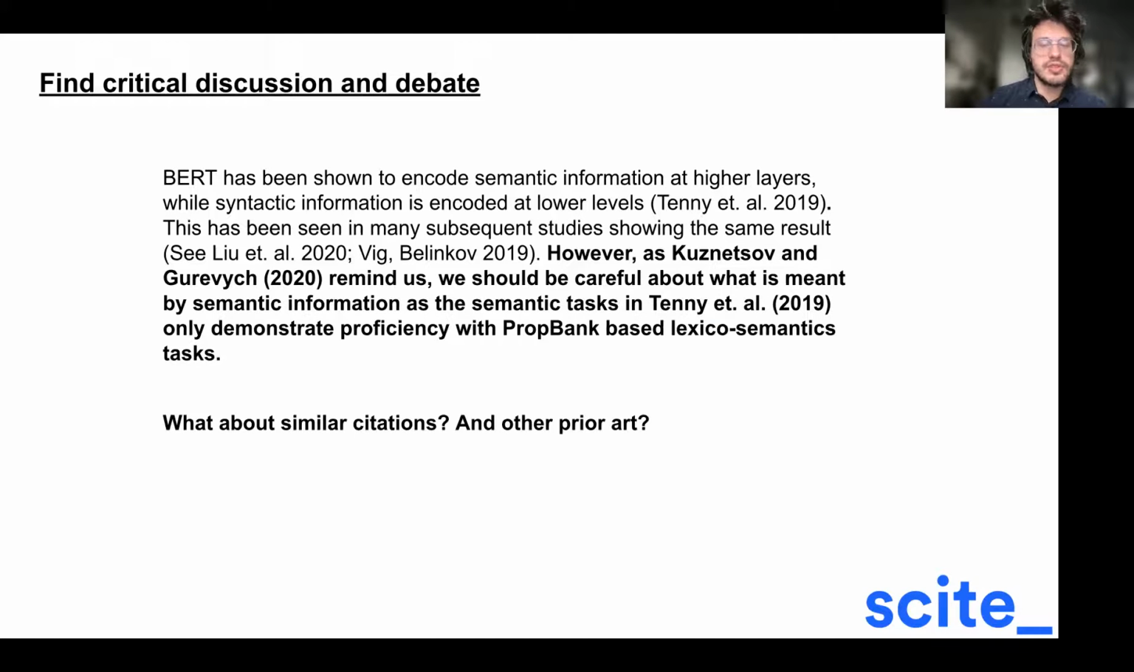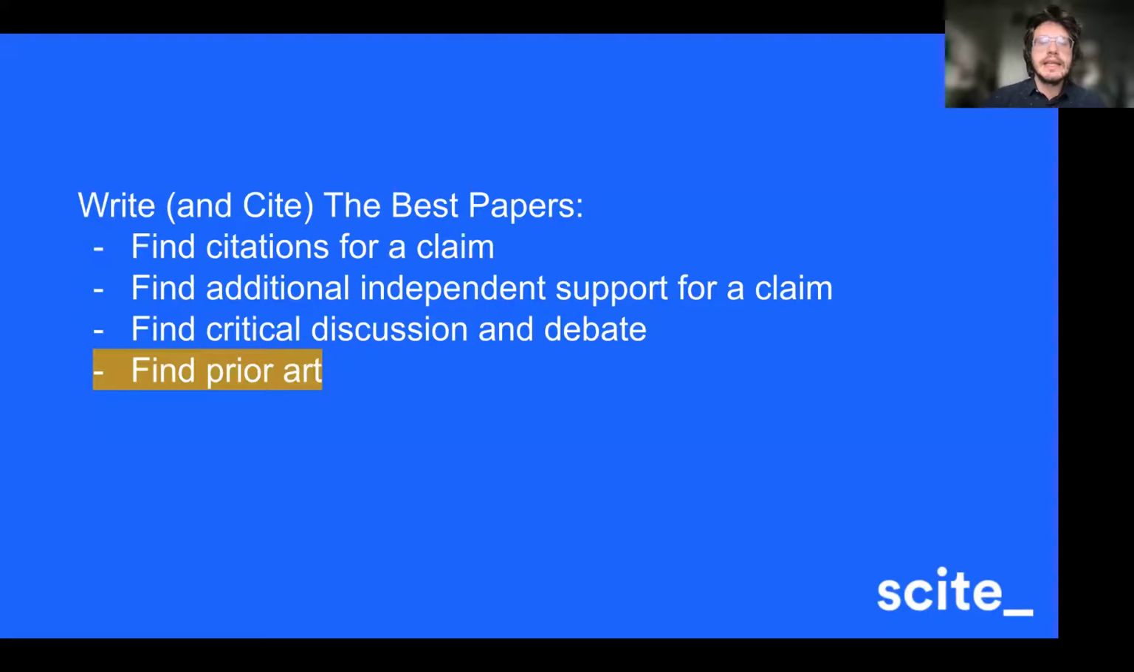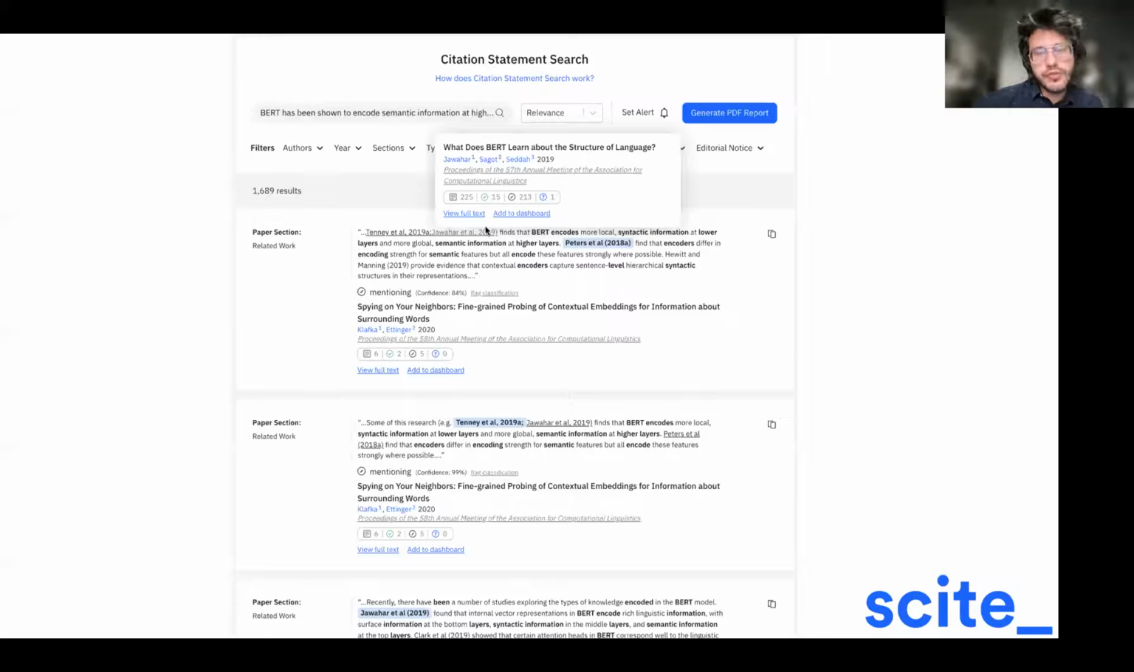What about similar citations or other prior art? Sometimes, especially in very rigorous settings, you want to make sure that the claim originates from an original paper and there aren't prior arts. Or you want to know the full scope of similar citations where other people have made the same claim independently. We can also find prior art by searching the claim and seeing what else is cited for that claim.